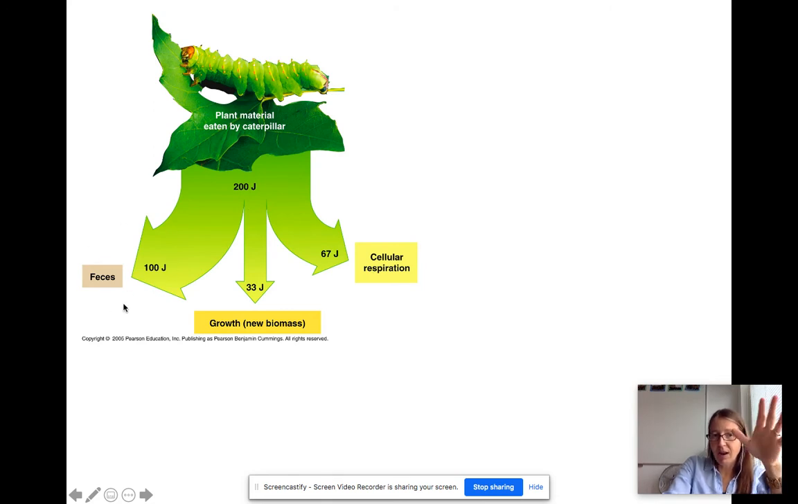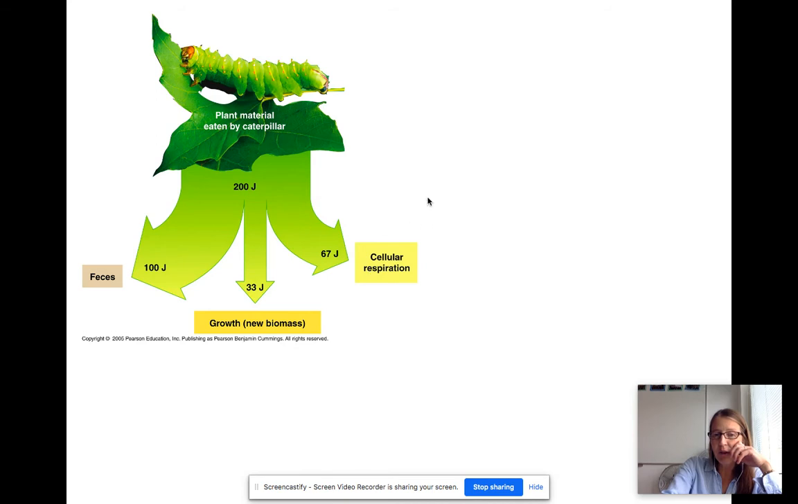So a lot of that's going to go into the feces. This is now detritus. So that can maybe be broken down further by detritivores, but for now, just looking at moving from the producer level to the first level consumer level, we're going to lose a lot of that as actual detritus. All right, so 33 goes into new biomass, and 67 joules of that 200 is going to be ultimately lost as heat from cellular respiration.